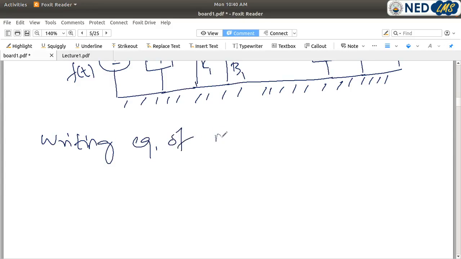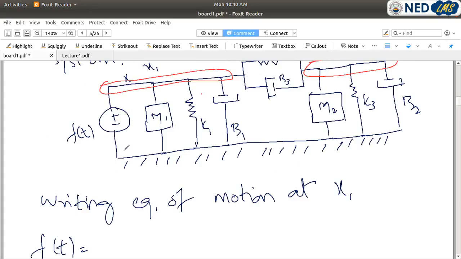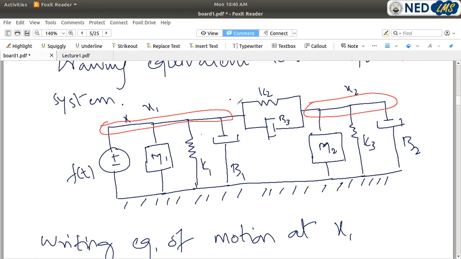Now writing equation of motion at x1. f(t) is equal to the force due to this force displacing mass m1, k1, b1 and these two elements. Applying KCL, we will get the same result. Force that is flowing towards this node is equal to the force due to this mass, which is away from the node, and the force due to spring K1, which is away from the node, and force due to this B1, which is away from the node, and similarly for K2 and B3.